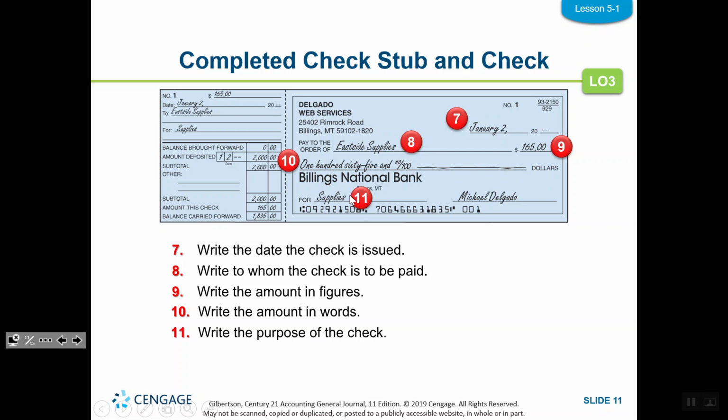The memo is next. Again, why did we write this check? So in this case, we wrote for supplies. And then the last thing is to sign your name.